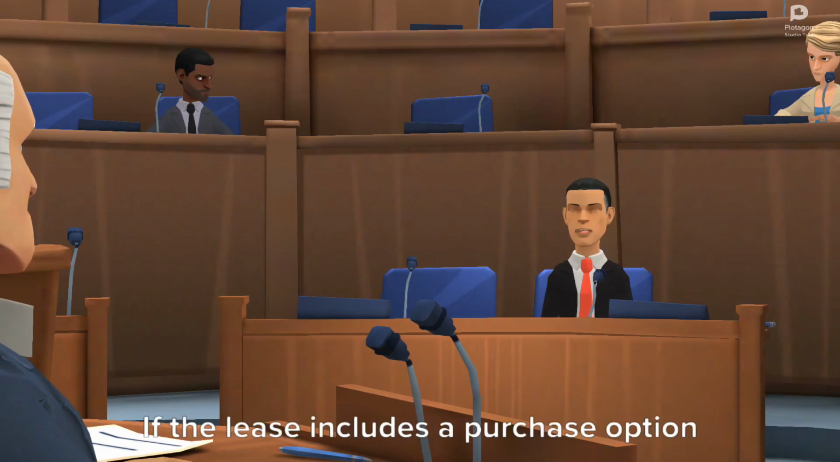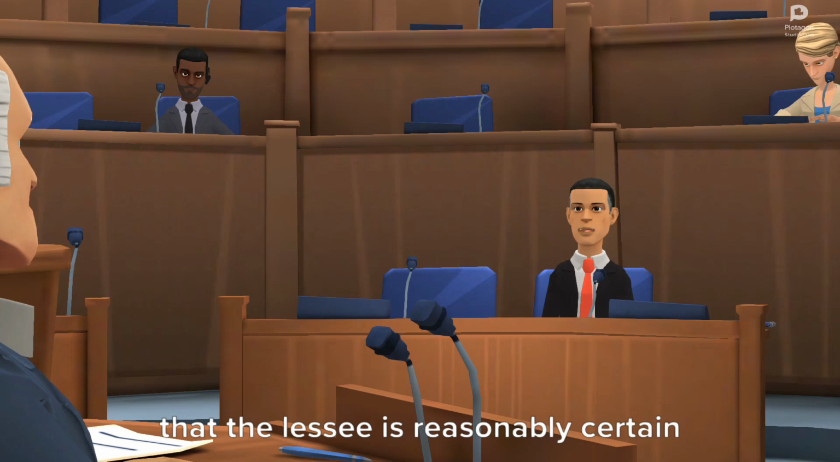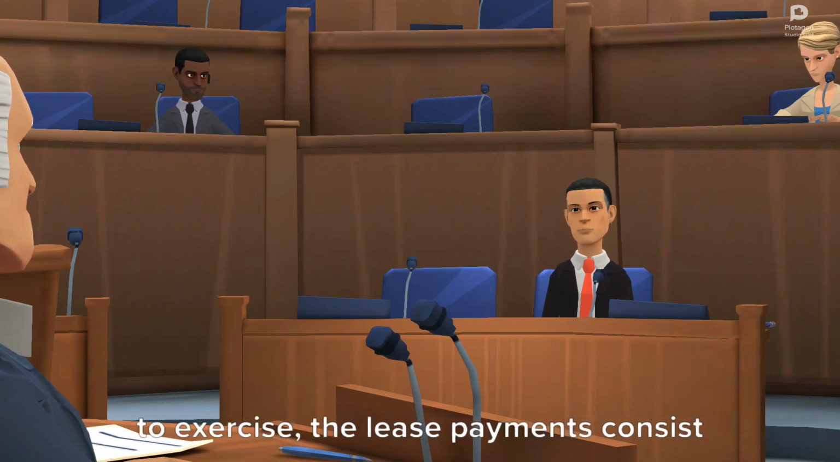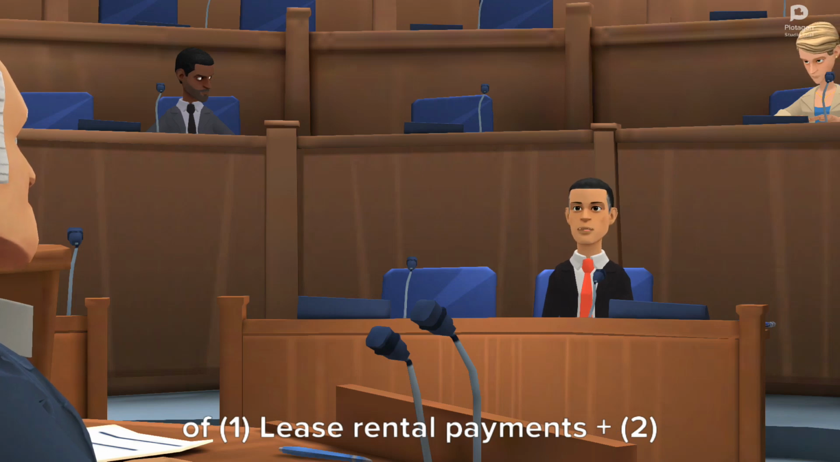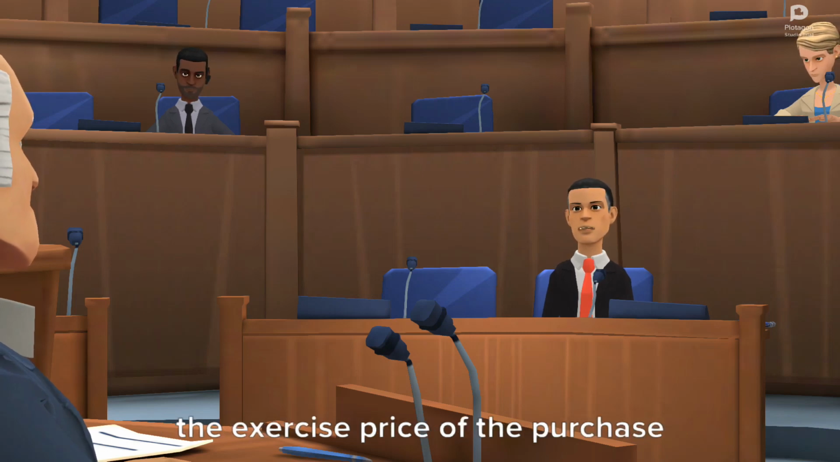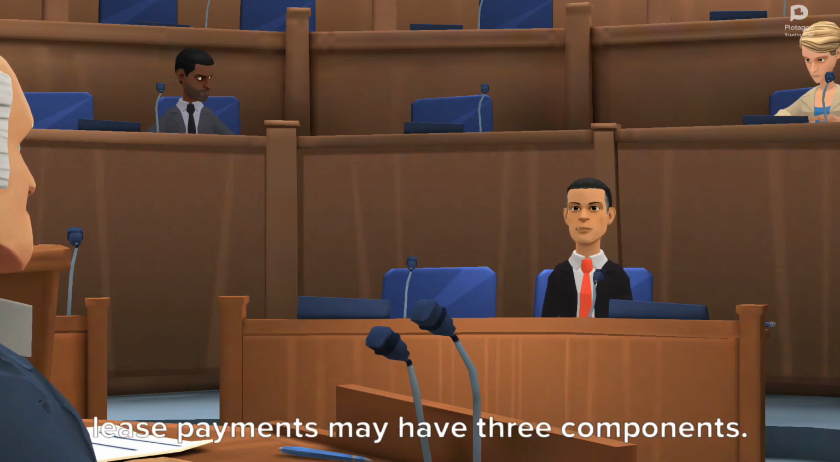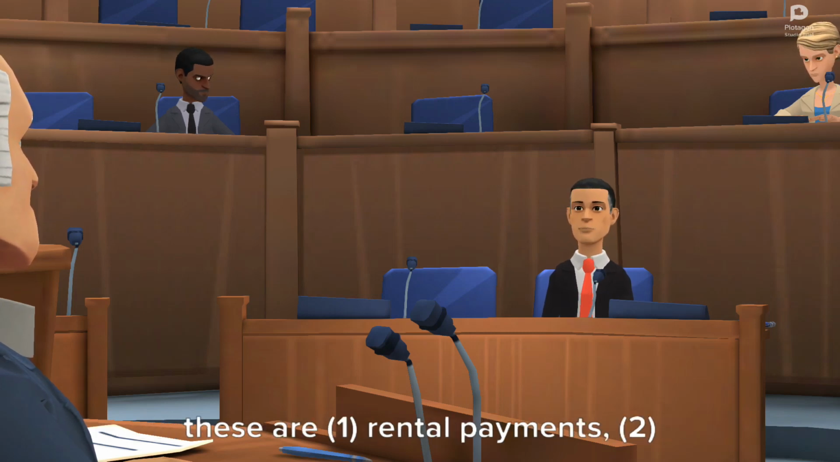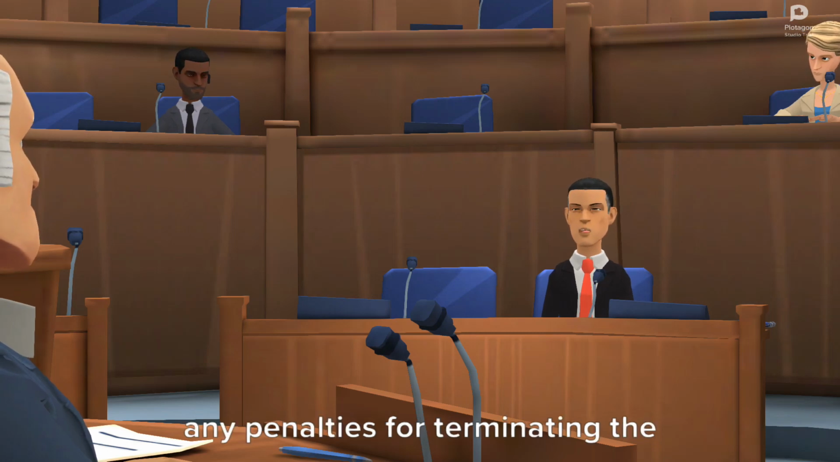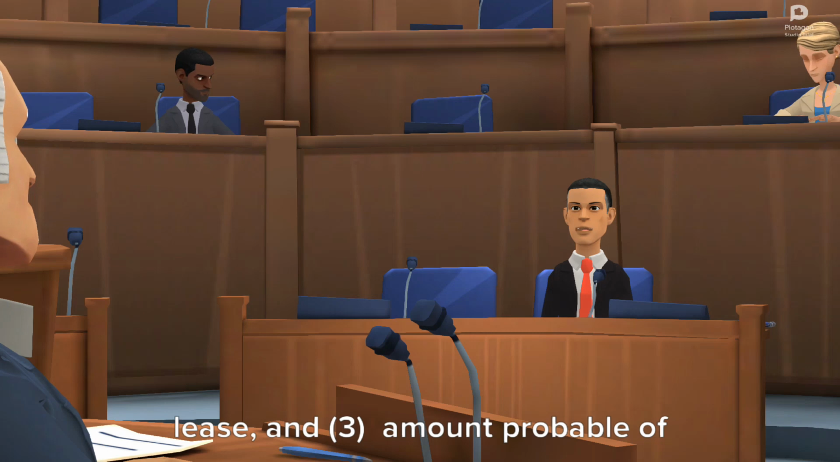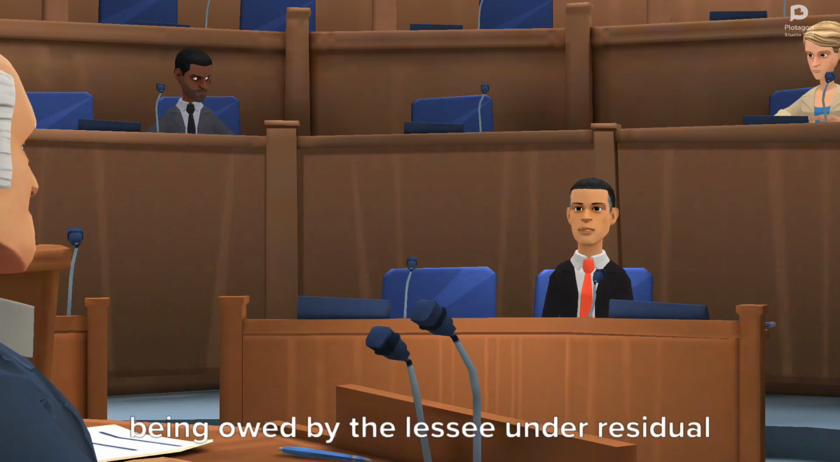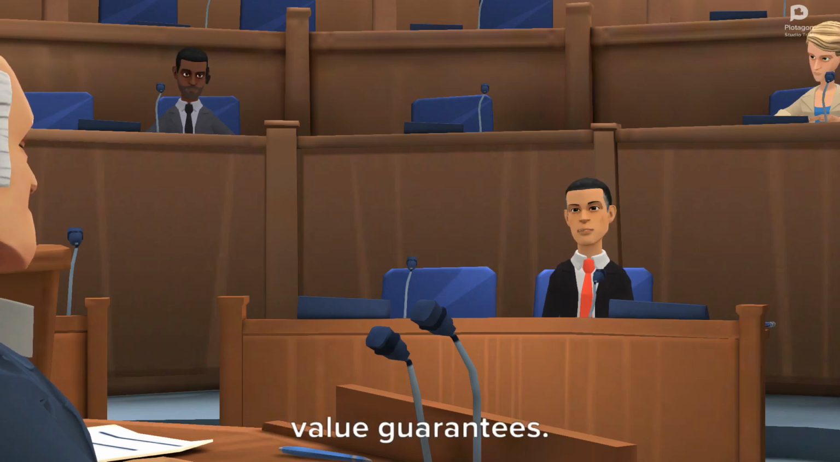Well, if the lease includes a purchase option that the lessee is reasonably certain to exercise, the lease payments consist of 1. Lease rental payments plus 2. The exercise price of the purchase option. However, if no purchase option exists, lease payments may have 3 components. These are 1. Rental payments, 2. Any penalties for terminating the lease, and 3. Amount probable of being owed by the lessee under residual value guarantees.